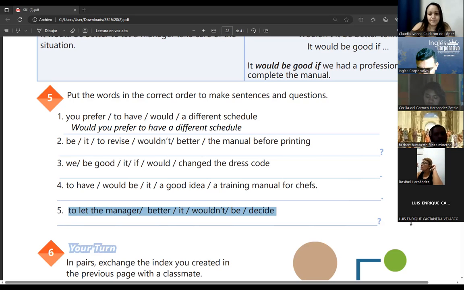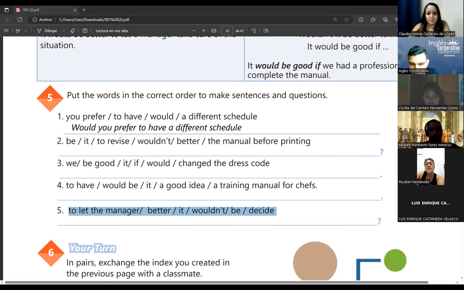Excellent. Wouldn't it be better if you came to my house? Excellent. All right. Very good. How about Miss Rosibel? Could be better to eat dinner early. All right. It could be better if I go to the doctor. All right. It could be better if I apply for the license.